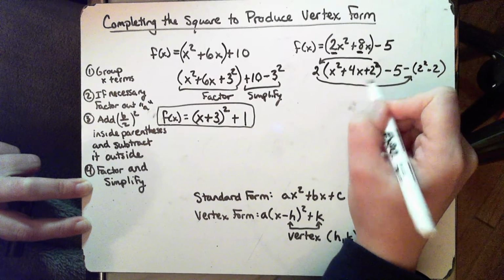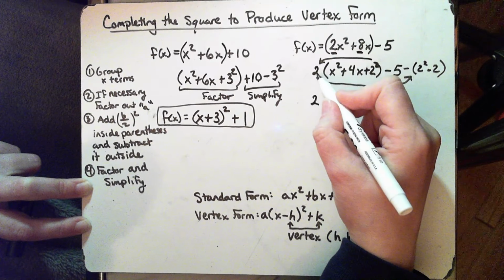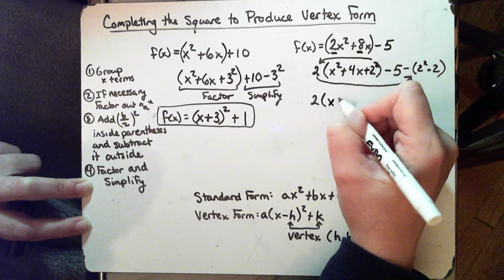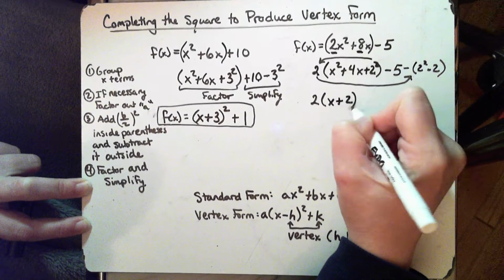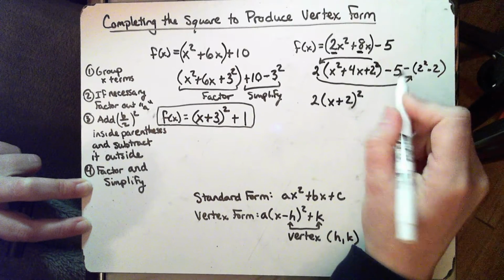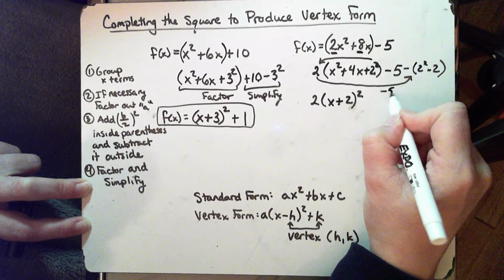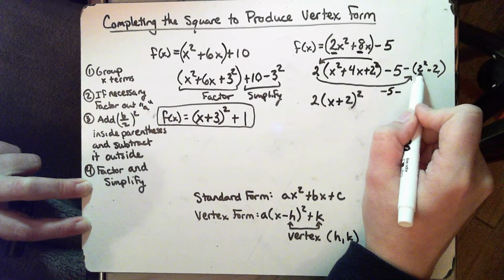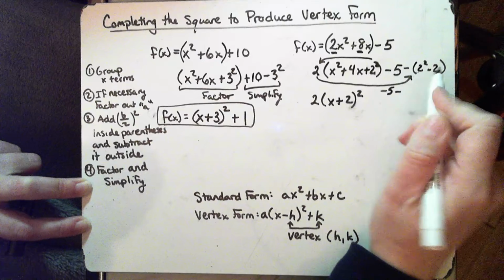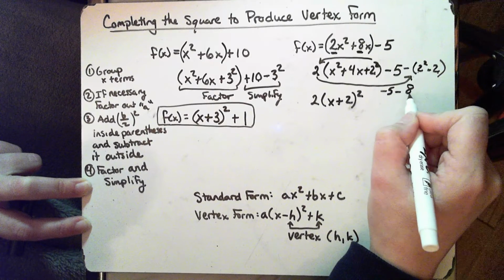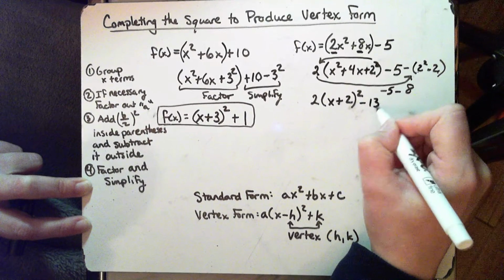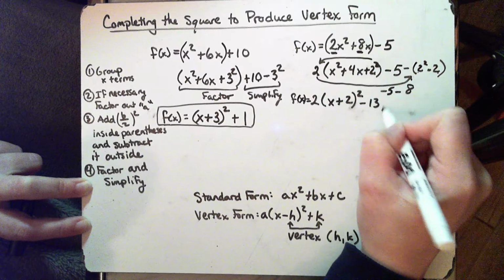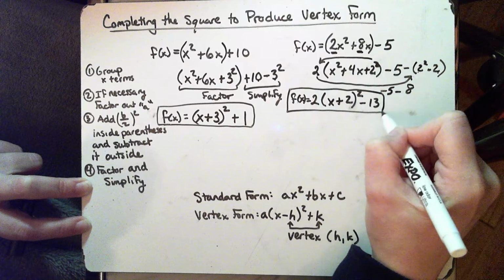I'm going to factor this inside part. So I keep the 2, and then it's parentheses x, keep the plus sign, keep the 2, and it's squared. And now I have negative 5 minus 2 times 2. 2 squared is 4, and 4 times 2 is 8. So negative 5 minus 8, which is negative 13. So this is my vertex form for my quadratic there.